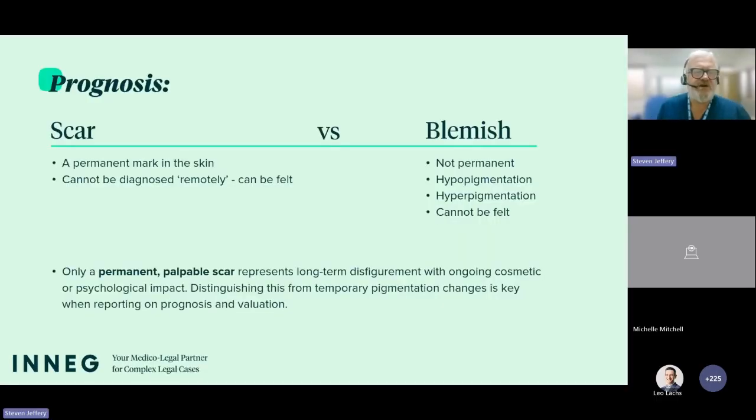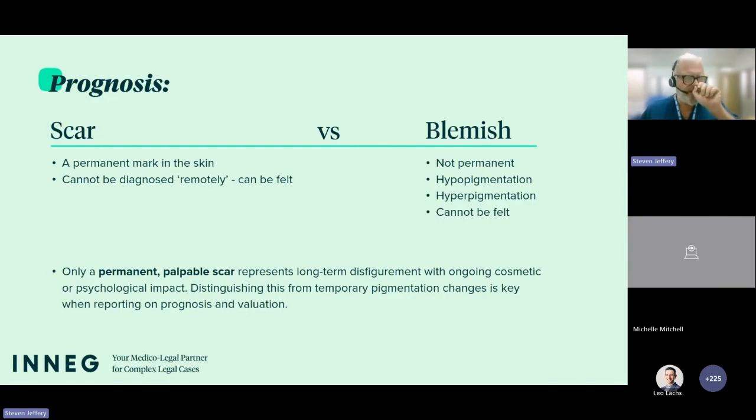Right, so the difference between a scar and a blemish. So the definition of a scar is that it's a permanent mark in the skin. So if people say, oh yeah, I had a scar for 6 months, but now it's gone, that is nonsensical, because where's the permanence of that? If that is the case, it was a blemish.